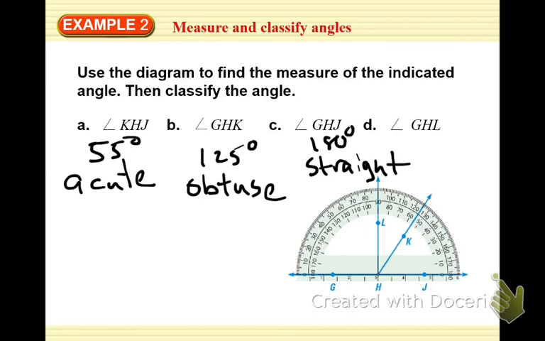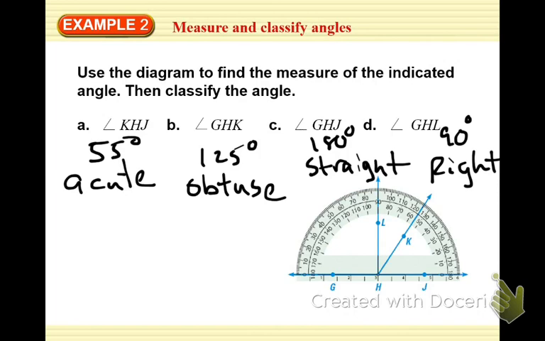And then GHL. Yeah, it's a right angle because 90 degrees. Okay? Just, because I like to be thorough, if you're going to measure angle LHK, you have to turn your protractor, right? Or turn your paper. Okay, so just be aware of that.